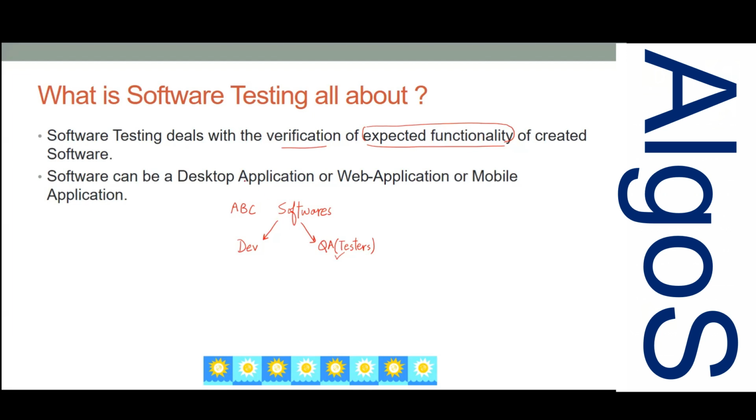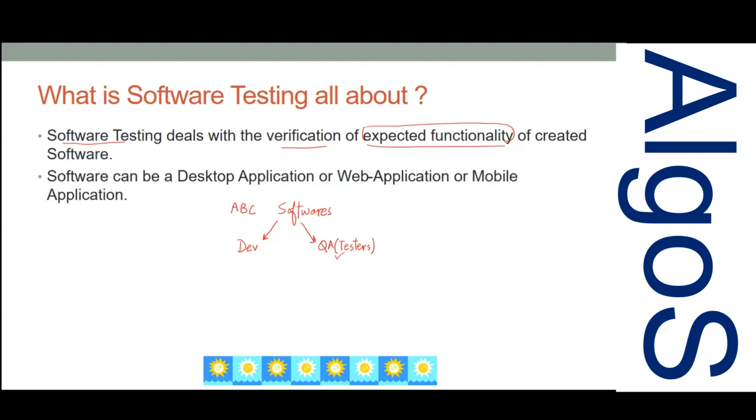And that is what our first slide starts with. It says software testing deals with the verification of expected functionality of created software. So what does a QA department do in software testing? They verify the expected functionality of a created software.